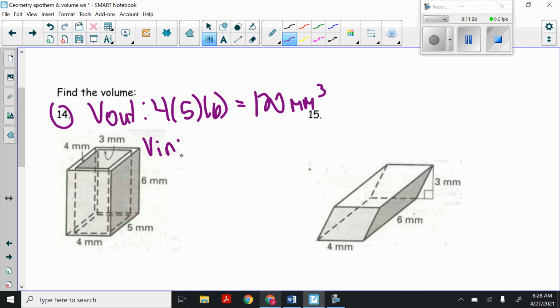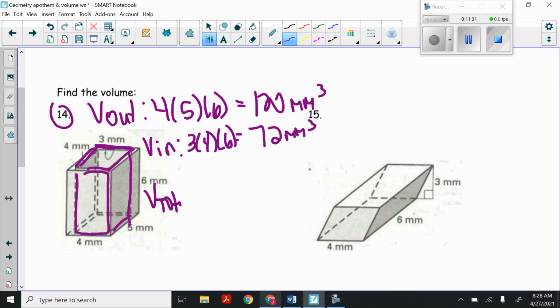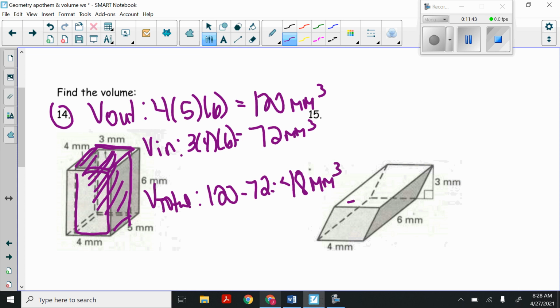Now we want the volume of the one on the inside, the one in the dotted. So let's see, this one, they tell me, is 3 times 4. My height is still 6, so 3 times 4 times 6. 3 times 4 is 12, 12 times 6 is 72 cubic millimeters. So now I want the total volume. So it's the outside, 120, minus, we're taking away that on the inside, 72. And that's going to get us the total volume of 48 cubic millimeters.